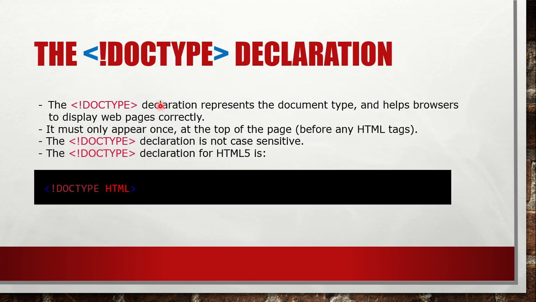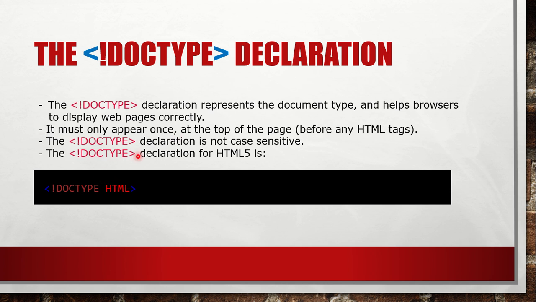So I just want to explain what the doc type declaration is. The doc type declaration represents the document type, like I said earlier, and helps the browser to display web pages correctly. So the doc type is on its own. You can have doc type maybe jQuery or any other, but then to show that it's an HTML, that's why we have a space and HTML here.